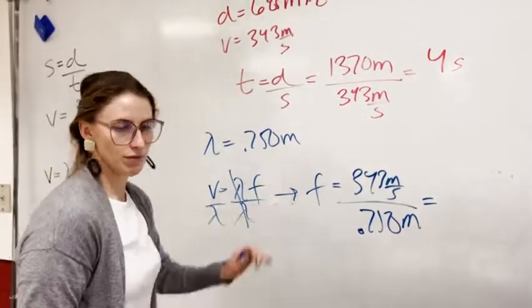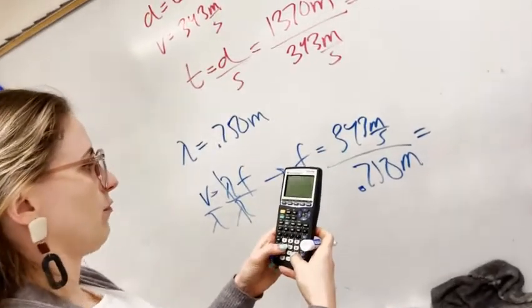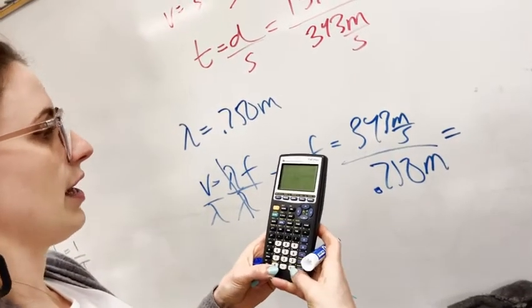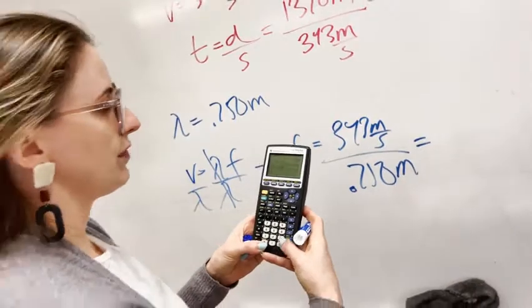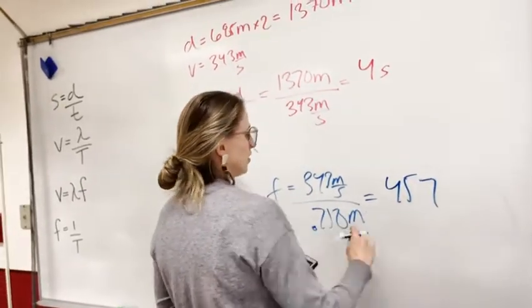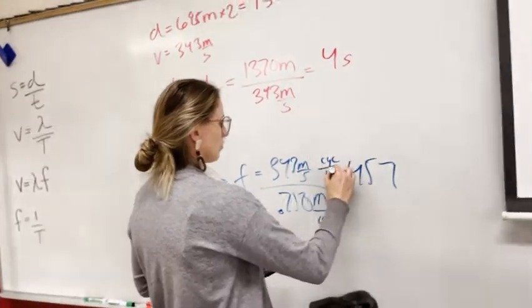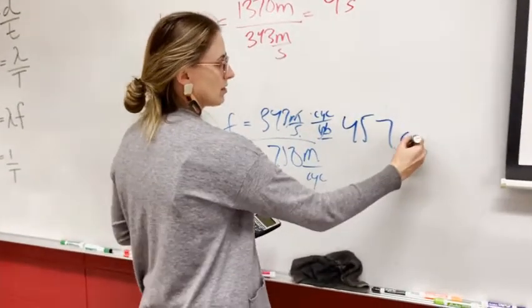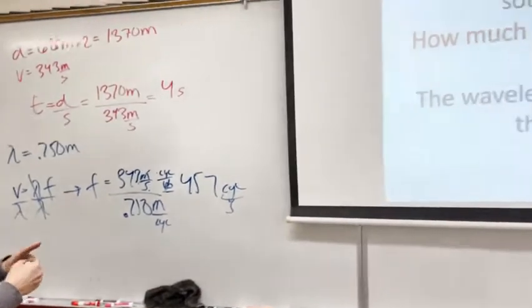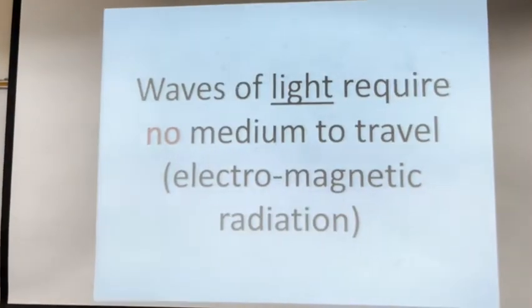Now notice how for wavelength they put meters here. And then 343 divided by 0.750, and I get 457. I look at my units here. Technically, like we said, this is cycles. If we flip these cycles over meters, it's cycles per second. How are you doing? This stuff is not over your head, I don't think. I feel like they're killing it.